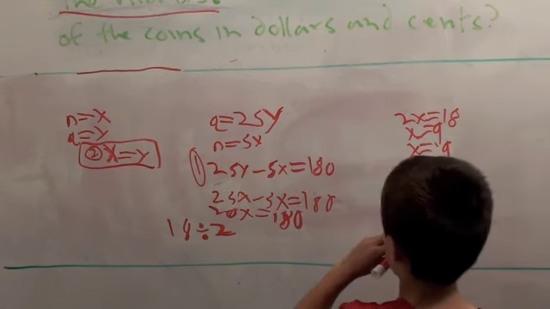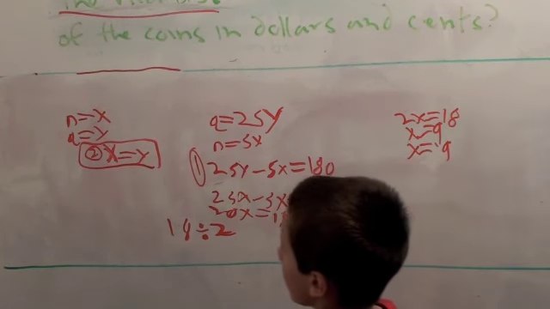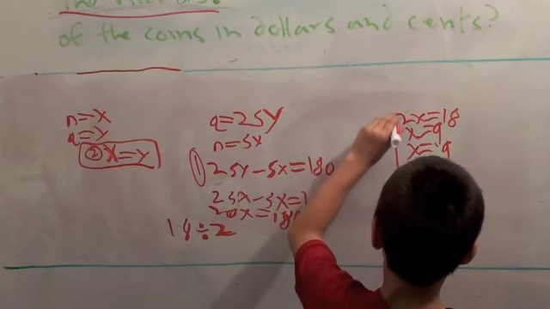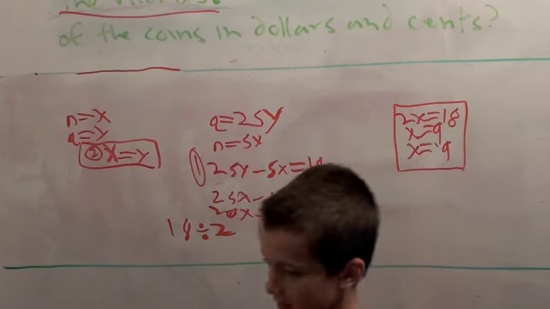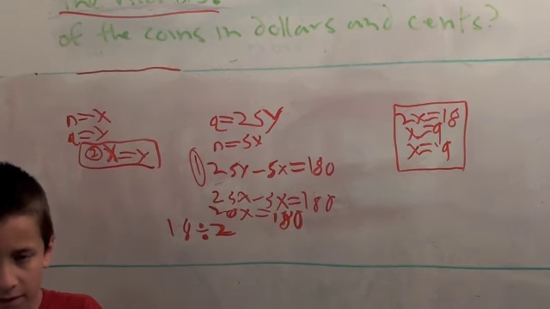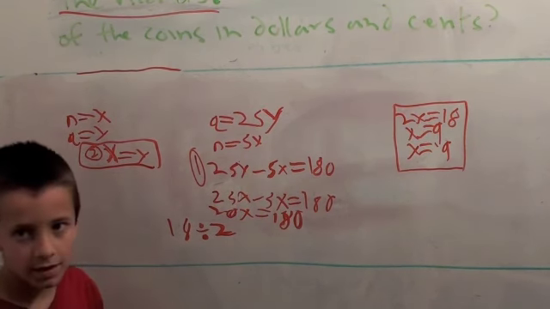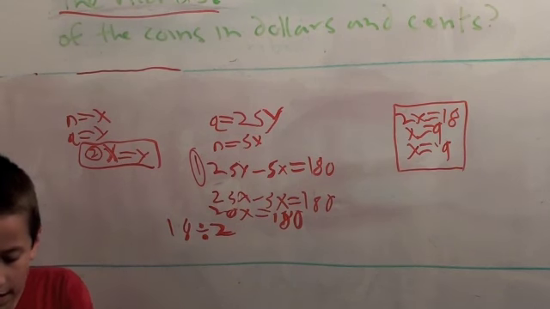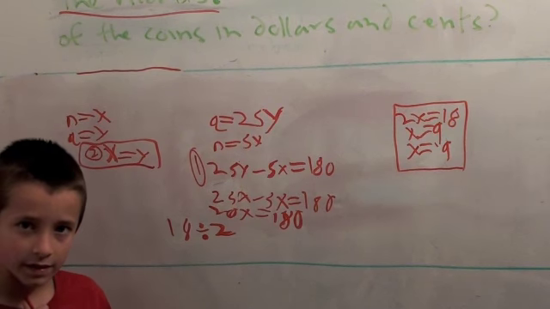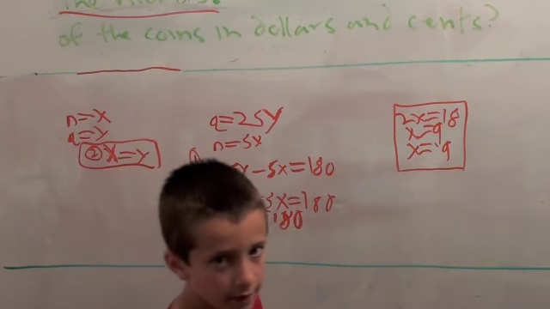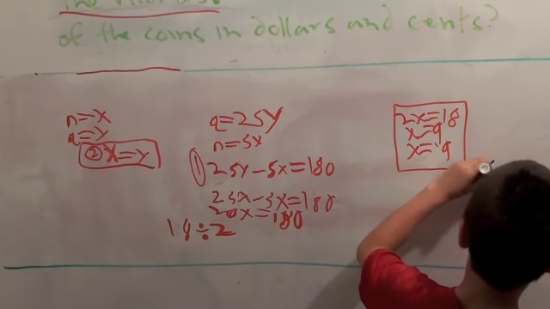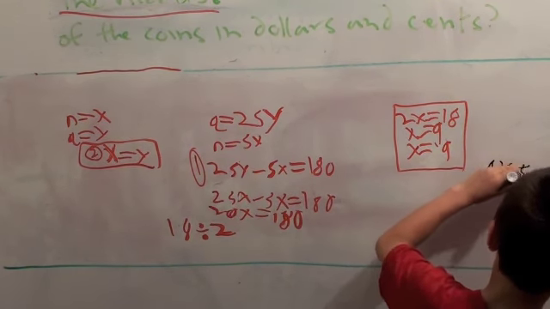So the question was, how much money does she have? So if she has 9 nickels, how much money is 9 nickels? 9 nickels is 9 cents. But the question is, how much money is 9 nickels? 9 nickels is 45 cents. How did you figure that out? 9 times 5 is 45. Okay, so write that out. 9 times 5 equals.